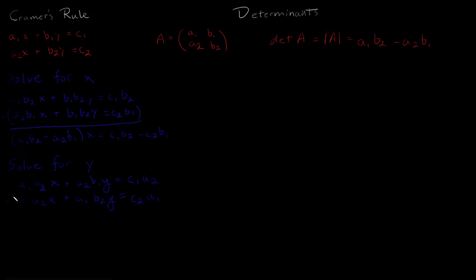And again, we're going to subtract. Same process as we just completed. The x's are going to cancel. The coefficients of the y are a2 b1 minus a1 b2 y is equal to c1 a2 minus c2 a1.